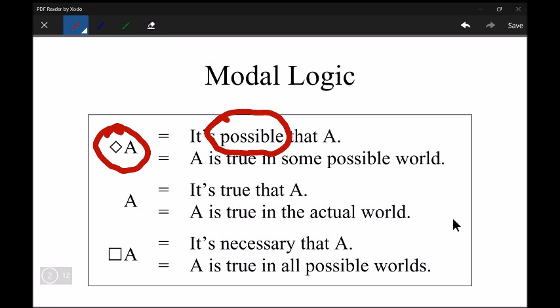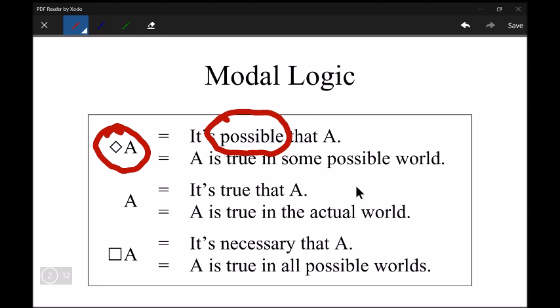You could write a book in which your teacher runs a mile in 2 minutes. There's no contradiction in the idea. And that's what we mean by the diamond in modal logic. It's possible that A means logically possible. There's no self-contradiction in the idea.